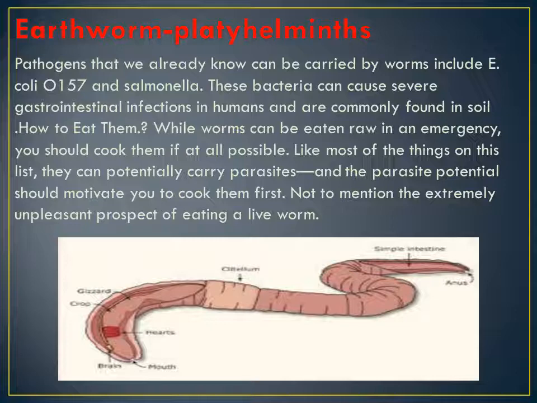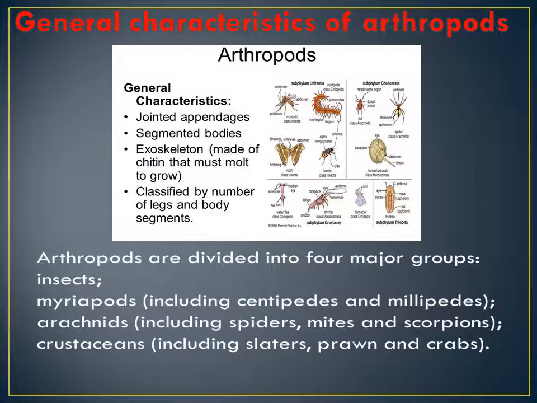Don't worry so much. How to eat them? When worms are eaten raw, in case of an emergency, you should cook them if at all possible. You should not eat it raw like that; just wash it like Chinese people do. You should cook it. Like most of the things on this list, this can potentially carry parasites, and the parasites' potential should motivate you to cook them first, not to mention the extremely unpleasant prospect of eating a worm. Everyone will start saying ew, but it is not very bad.